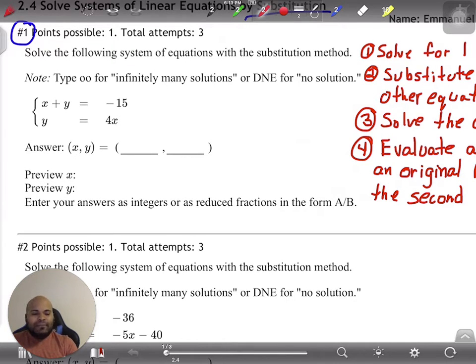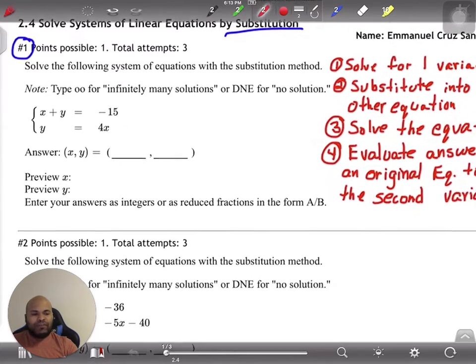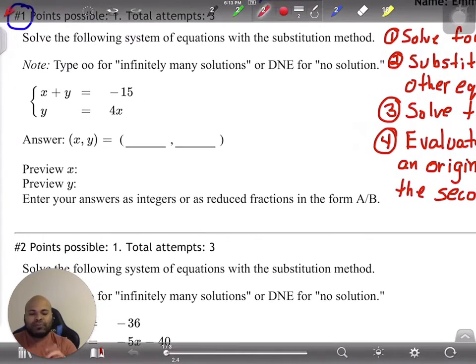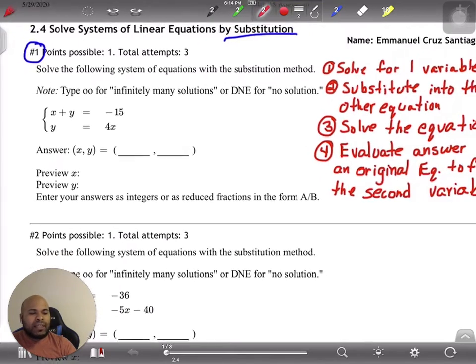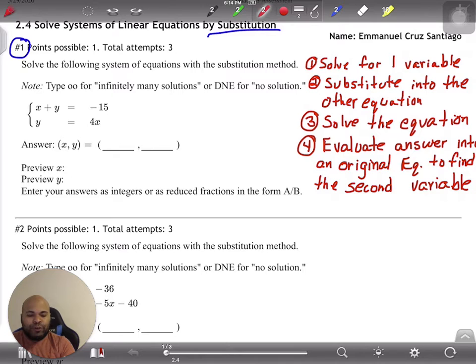So here we go. The first step is to solve for one variable. If I look at the first equation, which is x plus y equals negative 15, is that problem solved for a variable? It is not, because the left side says x plus y. Remember, solve for means that the variable is by itself on that side of the equal sign. When I look at the second equation, it says that y equals 4x. Is this equation solved for any variable? Yes. It is solved for y because it says y equals. That's it. Y is by itself on that side of the equal sign. So step 1 does not need to be done. It's already done for you, which is great.